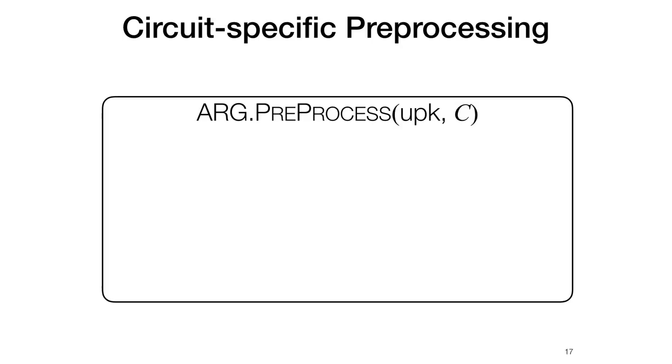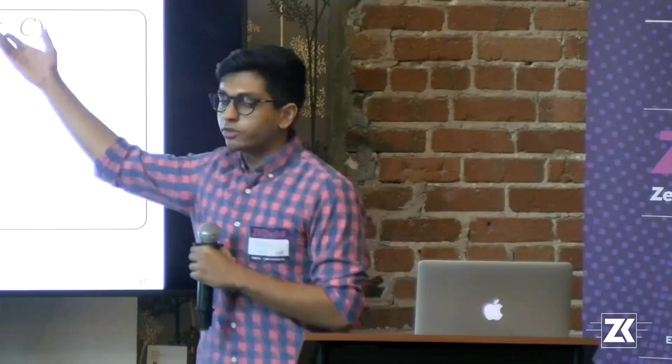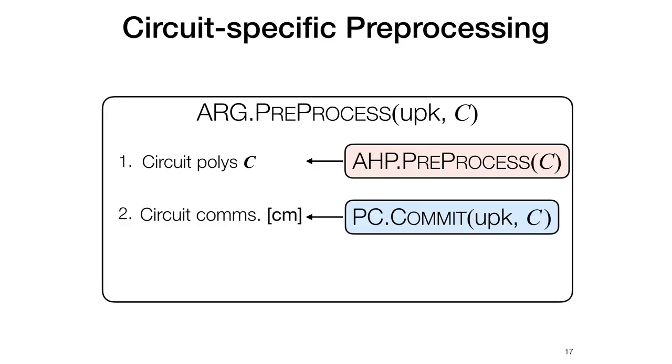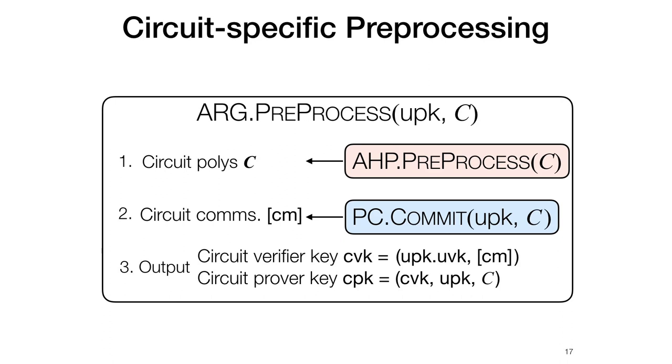This is a bit more involved, so let's take a look at how you would do circuit-specific preprocessing. You get in your universal prover key as well as the circuit, and we want this entire process to be deterministic. First we run the deterministic AHP preprocessing, which takes in the circuit and gives us the algebraic encoded form of the circuit. You get out the circuit polynomials, and then you commit to these using your polynomial commitment. This process is deterministic, if you don't want hiding, a technical detail. So you make these deterministic commitments, and your circuit verifier key consists of the commitments here. And the circuit prover key consists of the index of the circuit, I, sorry.